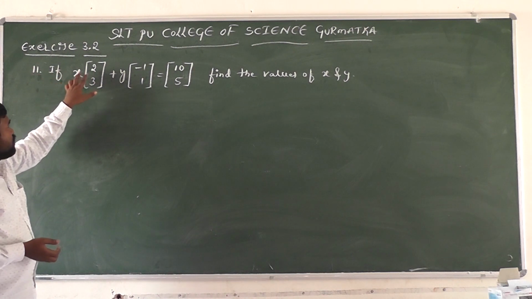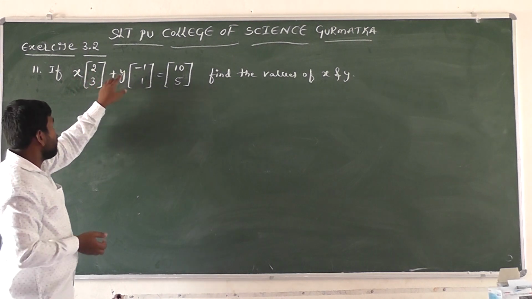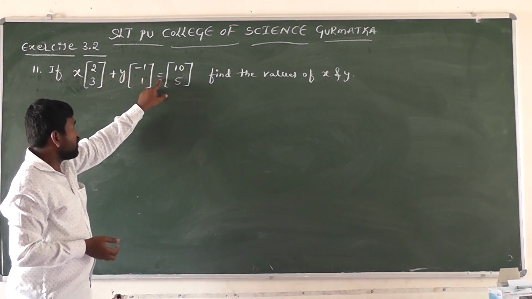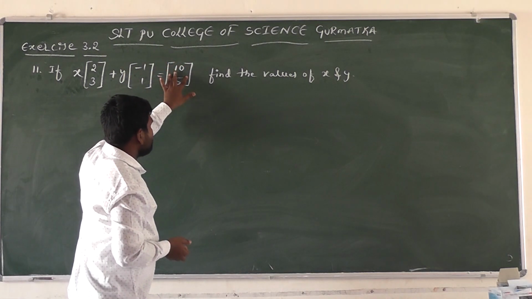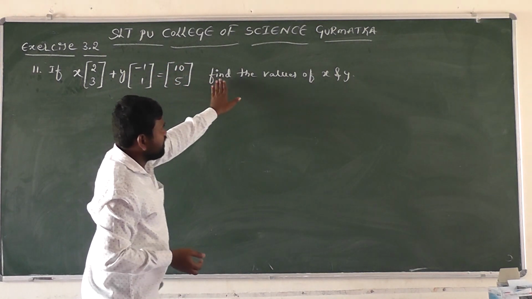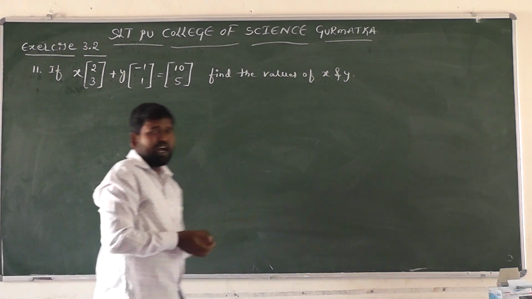If x times one matrix plus y times another matrix is equal to a 2 cross 1 matrix, find the values of x and y.